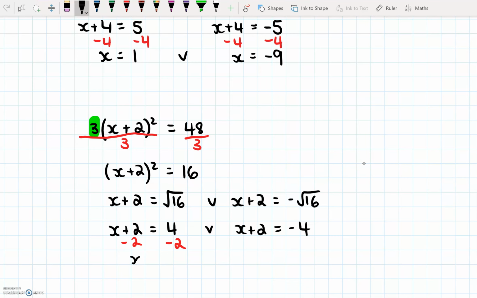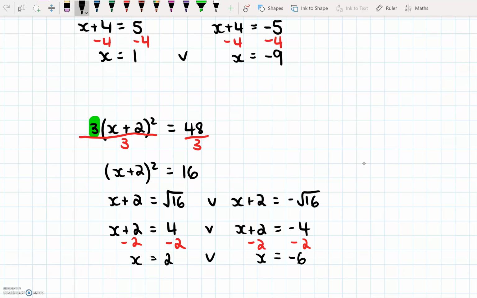Then we get x is equal to 4 minus 2, which is 2, or on the other side we're going to also minus 2 from both sides, and we get x is equal to minus 4 minus 2, which is minus 6. Okay, and these are our solutions, x equals 2 or x equals minus 6.